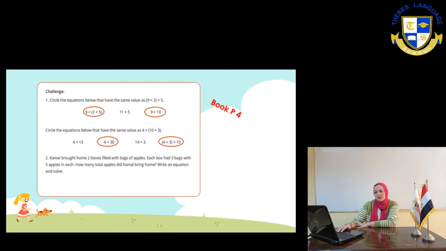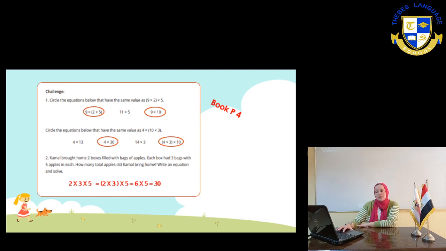Each box had 3 bags with 5 apples in each. How many total apples did Kamal bring home? Write an equation and solve. To find the number of bags, we are going to make 2 times 3. It will be 6 bags.